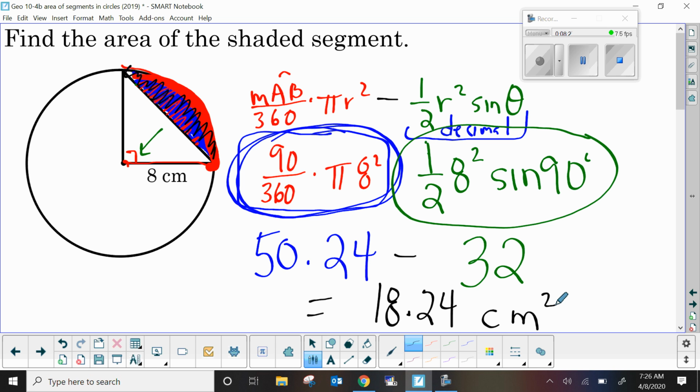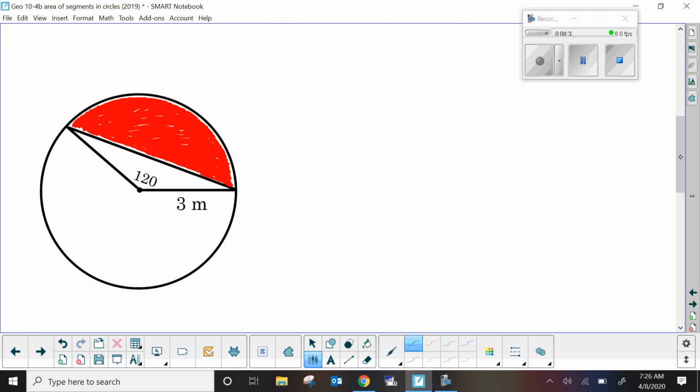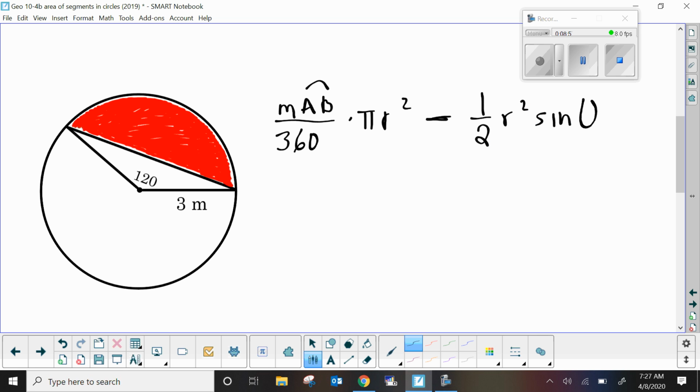All right, let's try one more. Okay, here we go. The formula: the measure of the arc over 360 times pi r squared minus the area of the triangle, 1/2 r squared sine of theta. Okay, so there's the formula.